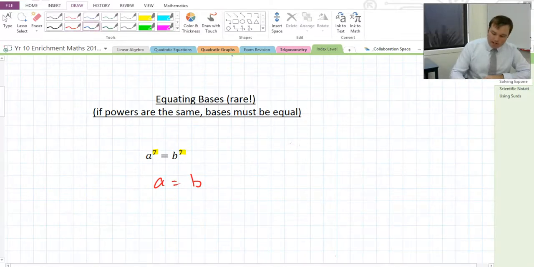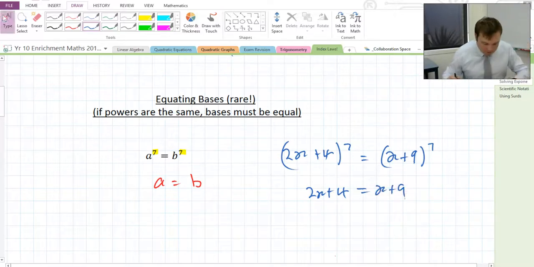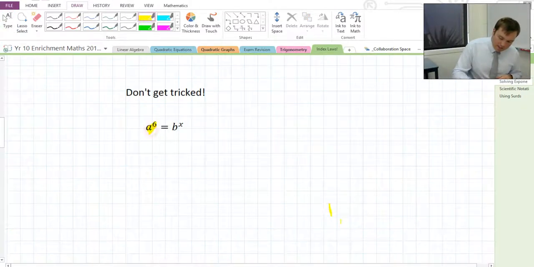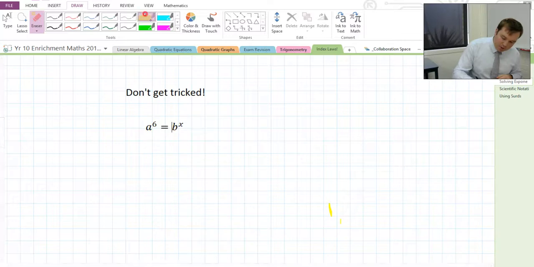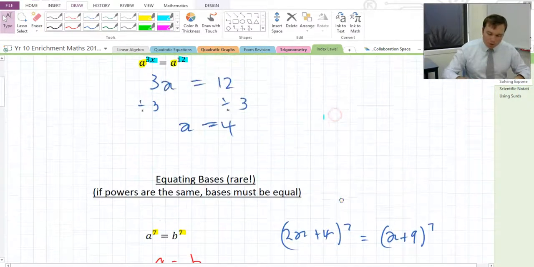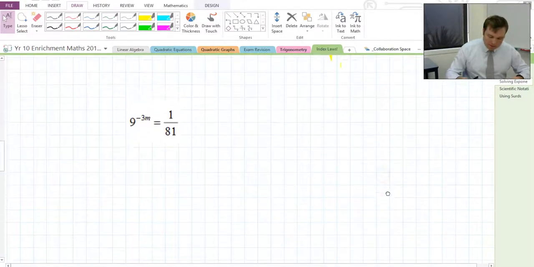A slightly different example might be, say if you had 2x plus 4 to the power of 7 is equal to x plus 9 to the power of 7. You could therefore say, well, 2x plus 4 is equal to x plus 9. Alright? So, don't be tricked. Just because you've got it written in bases and powers, if they're different, you can't say x is 6, and if the powers are different, you can't say a equals b. So make sure that either the powers are the same, or much more commonly, the base is the same and you're equating powers.